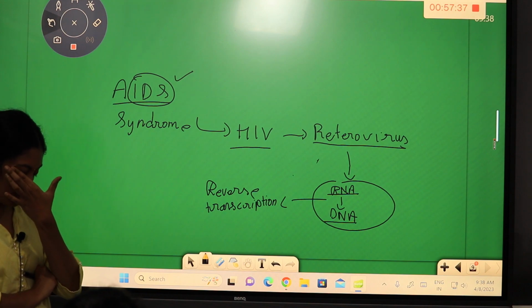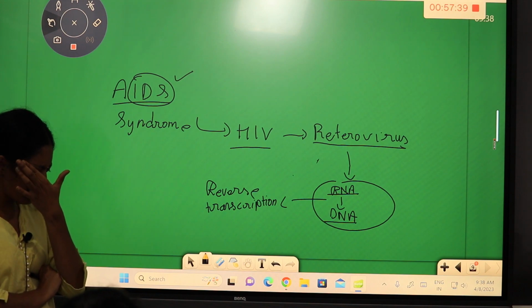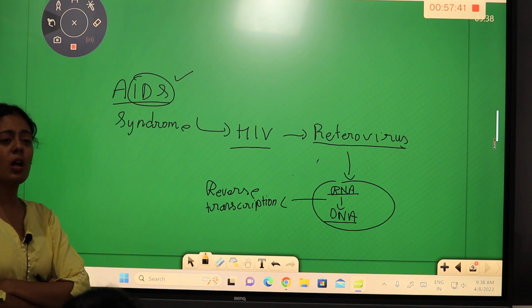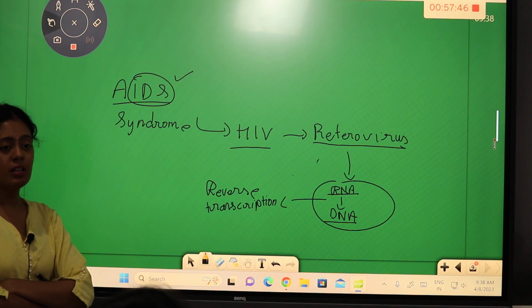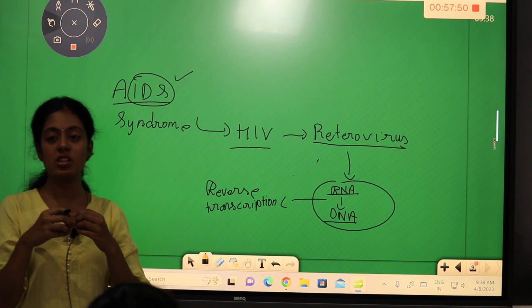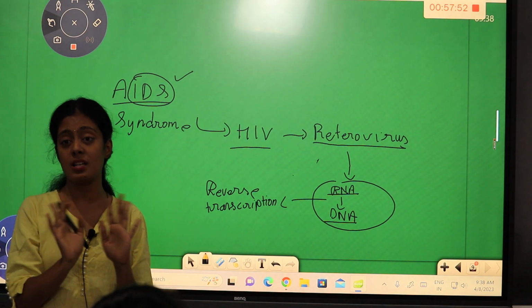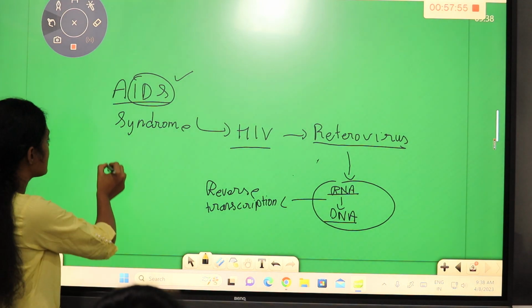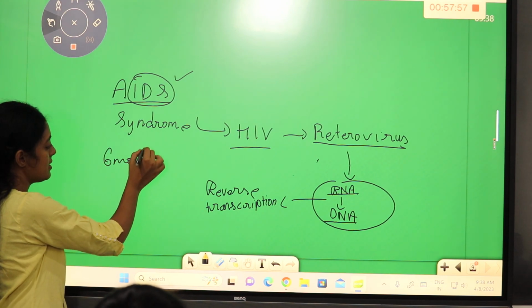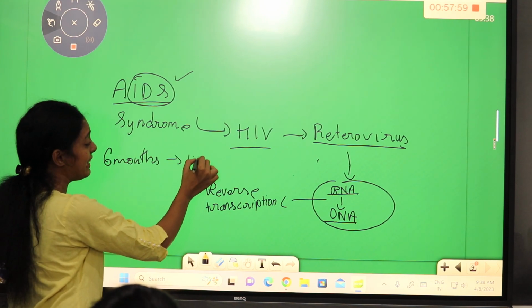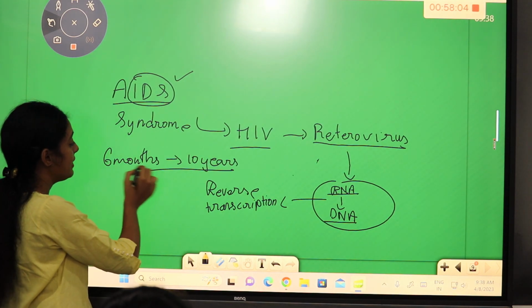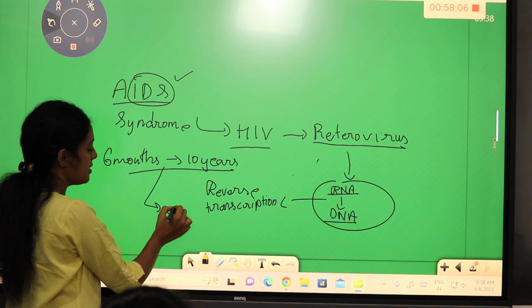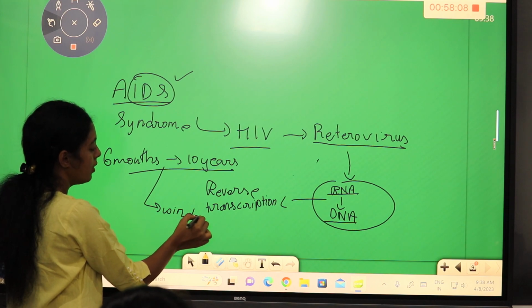And how is it spread? It is spread through infected people. Sexual contact, contaminated needles, blood transfusion, they are all some of the causes for AIDS. As soon as this HIV virus enters, it is not going to cause the symptoms. It takes about 6 months to 10 years to cause the symptoms, and this time is called the window period.